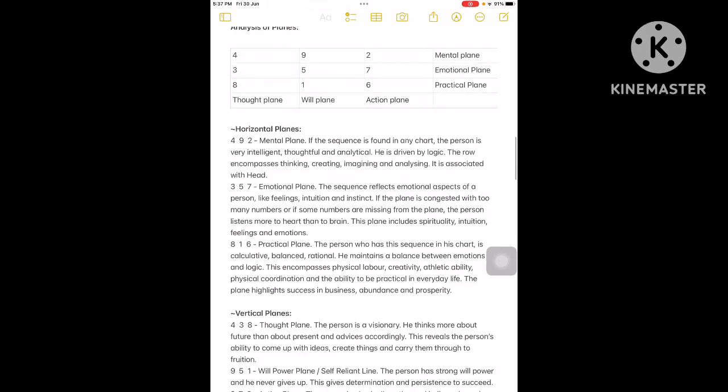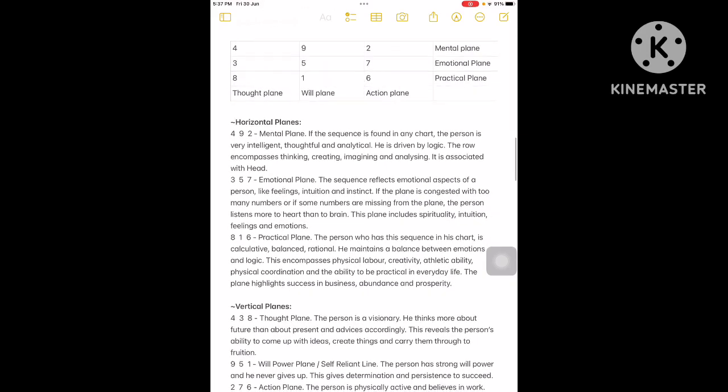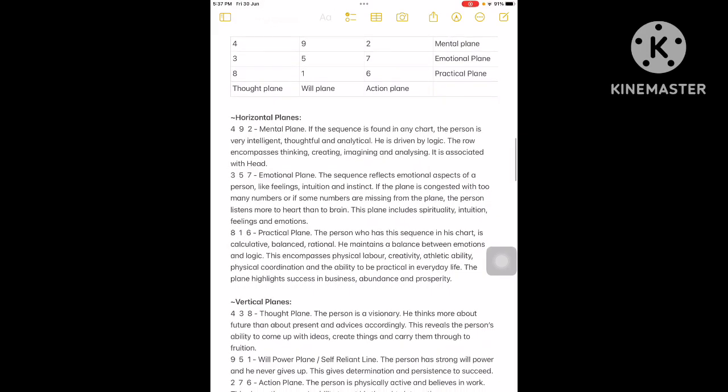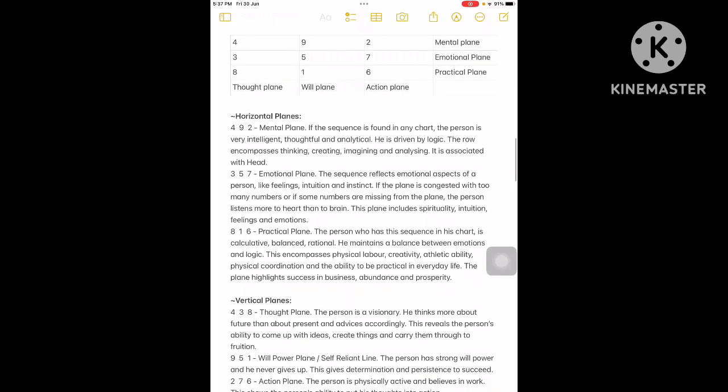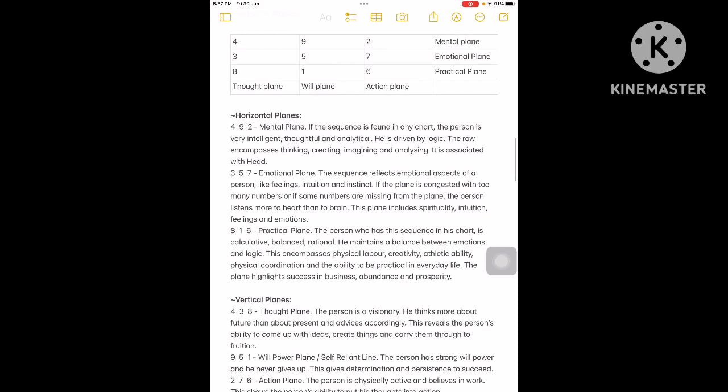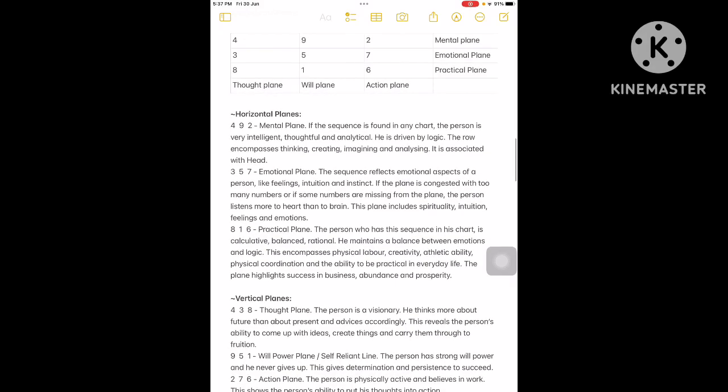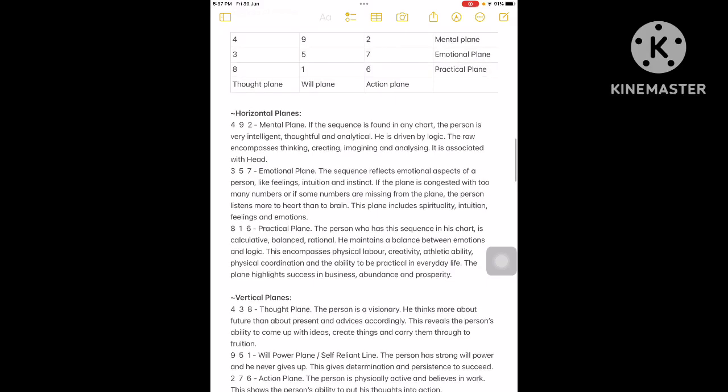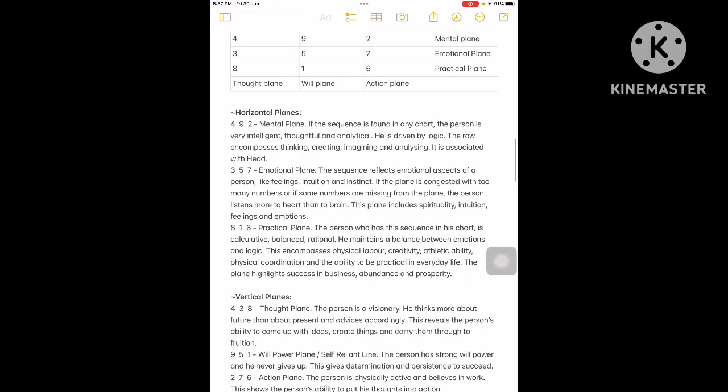Okay, and the third plane, 816, is called practical plane. The person who has this sequence in the chart, 816, is calculative, balanced and rational. He maintains balance between emotions and logic. This encompasses physical labor, creativity, athletic ability, physical coordination and the ability to be practical in everyday life. The plane highlights success in business, abundance and prosperity.